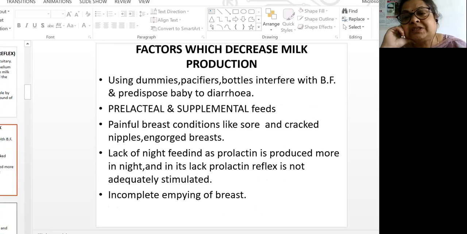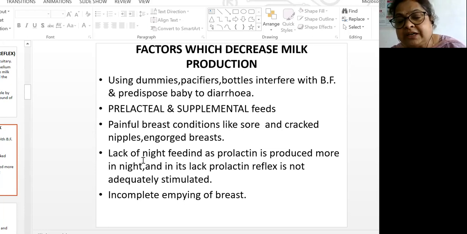Now, what are the factors which decrease milk production? Using dummies, pacifiers, or bottles interferes with the secretion and predisposes the baby to diarrhea. Pre-lacteal feeds and supplemental feeds, such as honey, sugar syrup, or jaggery, if given before the initiation of breastfeeding, interfere with milk secretion. Painful breast conditions like sore and cracked nipples and engorged breasts also interfere. Later in this lecture, I will tell you about these problems and how to deal with them and what the remedies are.